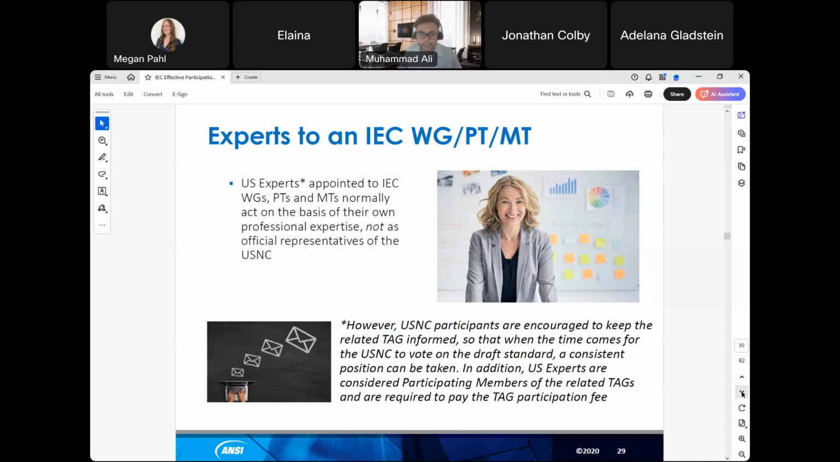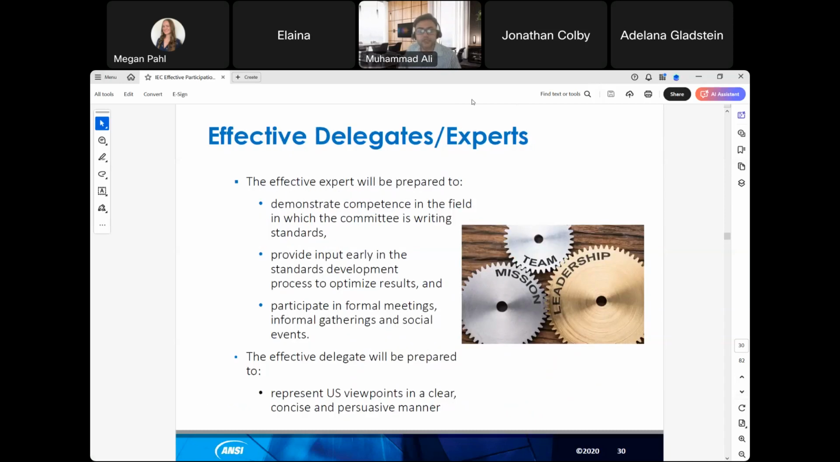So if you move on to the next slide, the effective delegates and experts. The effective expert will be prepared to demonstrate competence in the field that they are working in, or have expressed interest in participating. They usually will keep tabs on what is going on within the working group and provide input early in the development process to optimize results, and participate in all meetings, informal gatherings, and social events. On the other side, effective delegates, which are the delegates that go to the plenary meeting, represent the US viewpoints in a clear, concise, and persuasive manner to uphold the US positions in an effective manner.